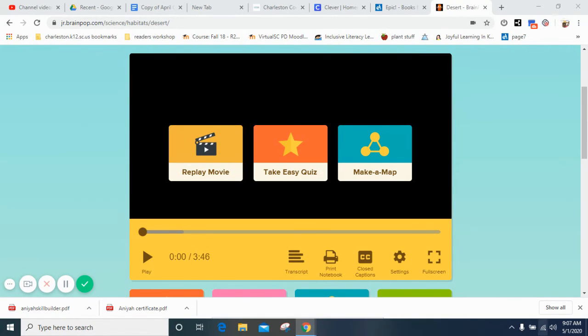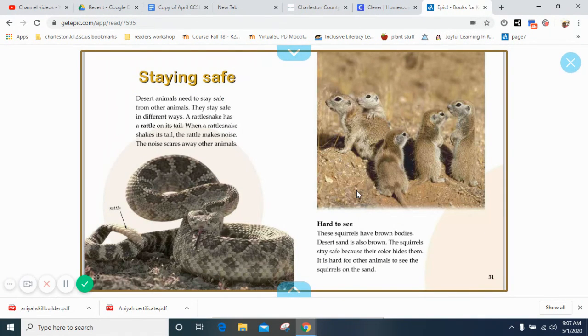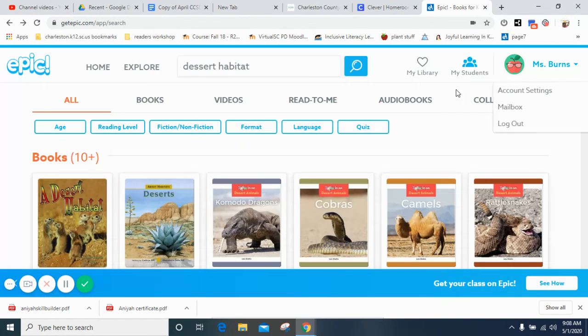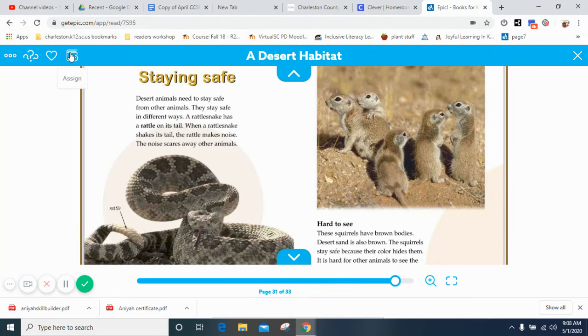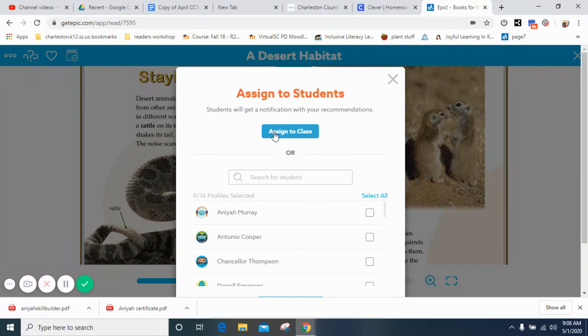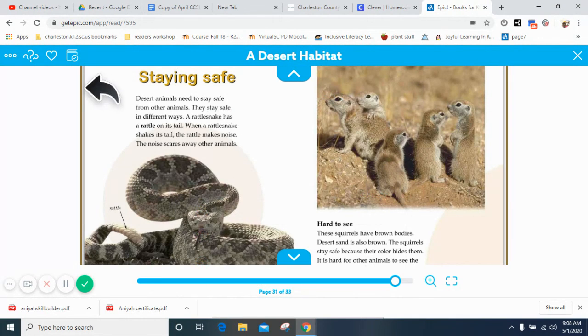So that's the desert. Okay, that's our habitat. This is our story that we were looking at. And I'm going to assign this story to the students in EPIC just so they can look at it. So I'm going to go ahead and assign it to the class. And they can read it at their leisure. Okay?